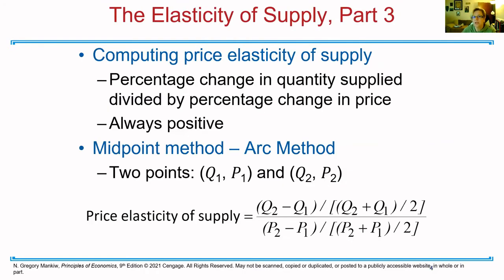We compute elasticity of supply using that ARC method. The only difference between elasticity of supply and elasticity of demand is that instead of looking at the quantity demanded as we did in elasticity of demand, now we're going to look at the quantity supplied. So that's really the only difference. It's the exact same formula that you saw previously.